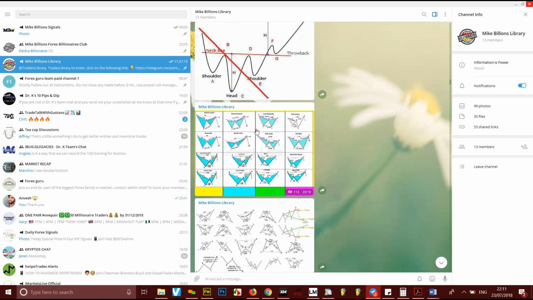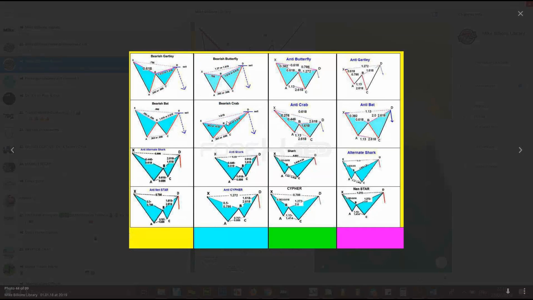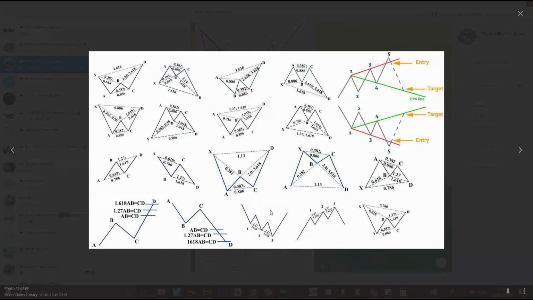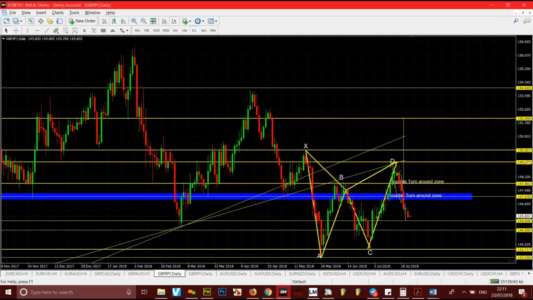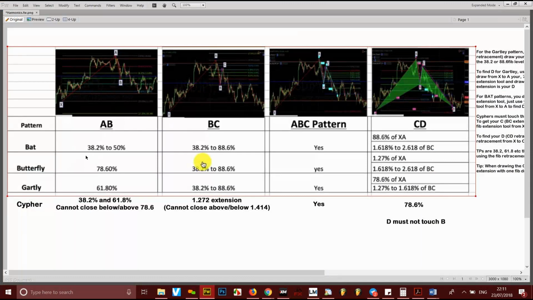If you look at this, there's a whole number of them. There's the bearish Gartley, the anti-butterfly, anti-Gartley, anti-crab, and all of that. Nen Star, Cipher, all of that. So many of them. Some of them don't have names on this one, but like I said, you don't need to know every one of them. All you need is about 2 or 3, then you're good to go. Like for me, I only use the Cipher pattern, the Gartley and the Bat pattern.